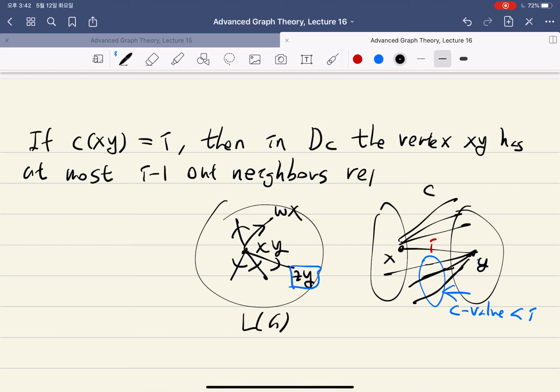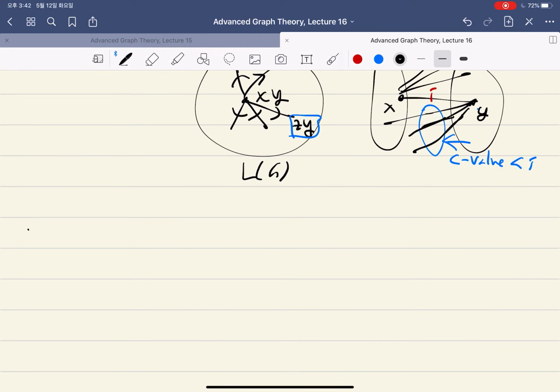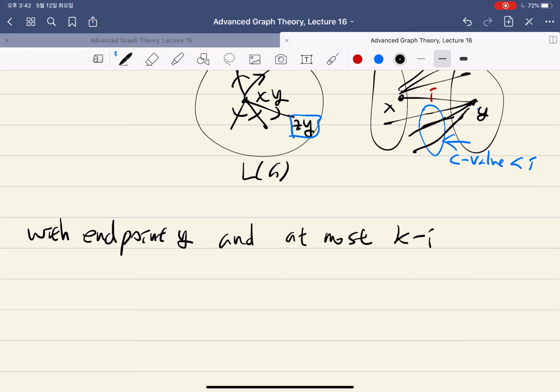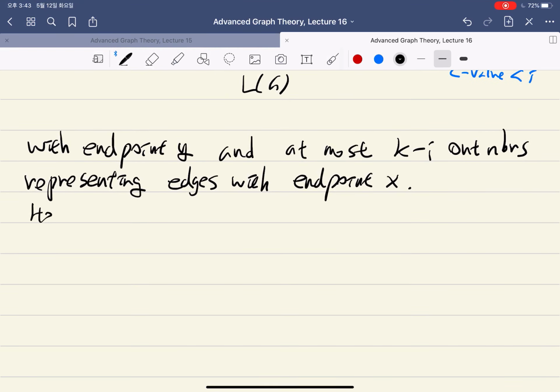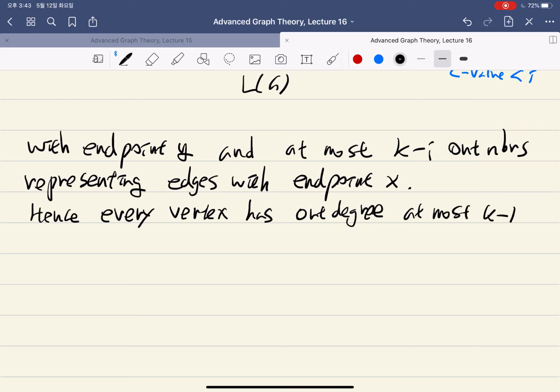So this represents edges of G with endpoint Y, and at most K minus I out neighbors representing edges with endpoint X. So hence every vertex has out degree at most K minus 1 in DC.